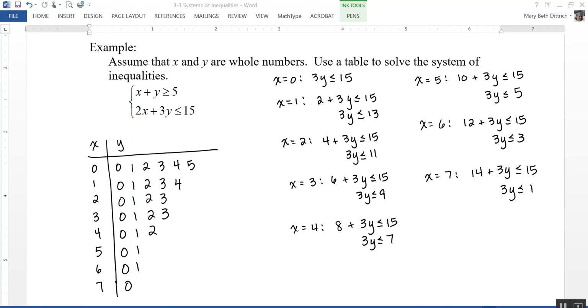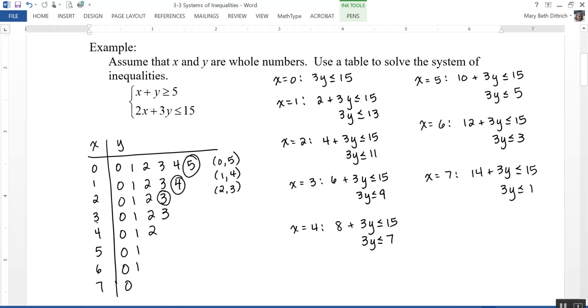to 5? Okay, so when I add 0 and 0, I get 0. 0 and 1 doesn't work. 0 and 2 is not greater than 5, but 0 and 5 is. So that gives me one of my solutions. So the ordered pair 0, 5 is a solution that would work for both of these. Now when x is 1, the only one that's going to work there is 4. So 1, 4 is a solution to both inequalities. When x is 2, the only one that's going to work is 3. So that gives me 2, 3.